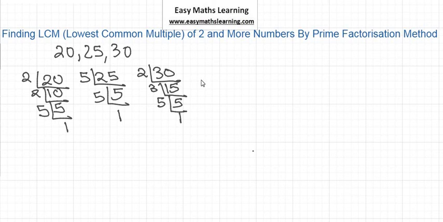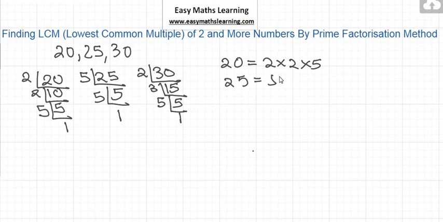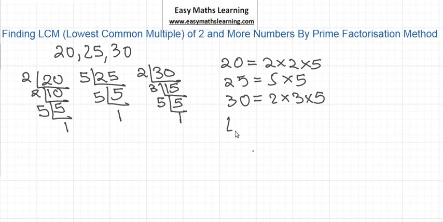Now I express these numbers as the product of their prime factors. So 20 is 2 times 2 times 5, 25 is 5 times 5, and 30 is 2 times 3 times 5. So I am going to find the LCM now.